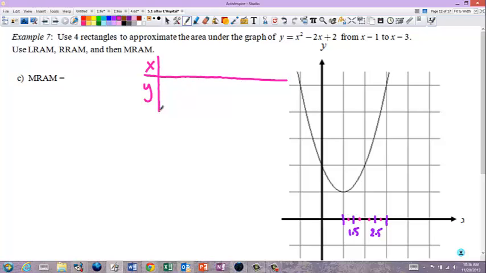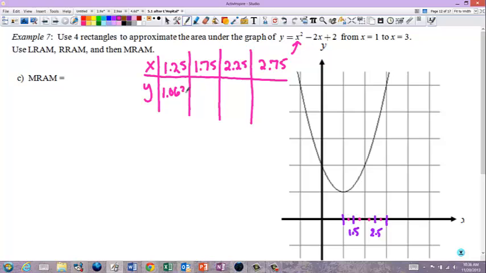We need the value at 1.25, which is halfway between 1 and 1.5, 1.75, which is halfway again, 2.25, and 2.75. How do I find these values? I plug them into my X's up here, and I'll just tell you what you get: 1.063, 1.563, 2.563, and 4.063. Because we're going to draw our rectangles like this.